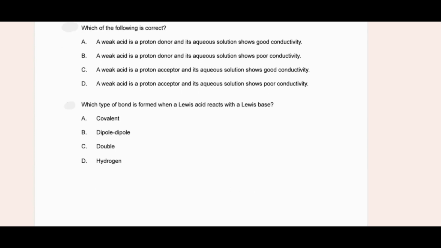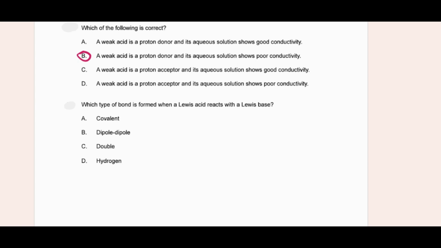Which of the following is correct? A weak acid is a proton donor, and its aqueous solution shows good conductivity. Well, no, it shows bad conductivity. So then it will be B. Yeah, so the first thing is the idea of an acid being a proton donor, and then it tests your knowledge of conductivity.